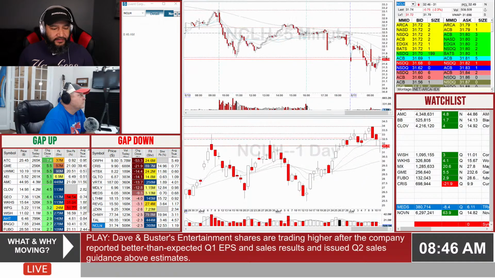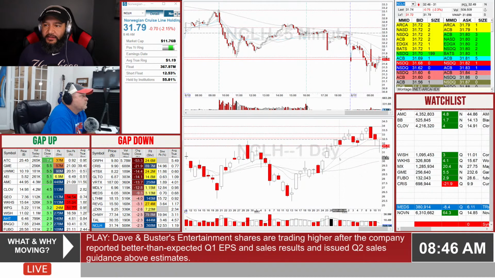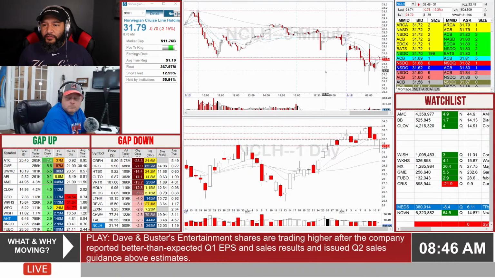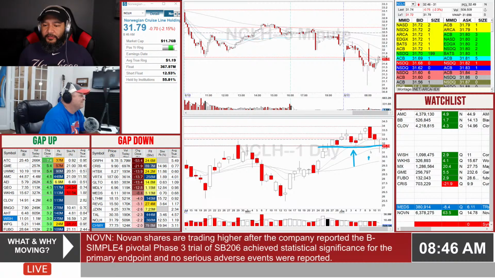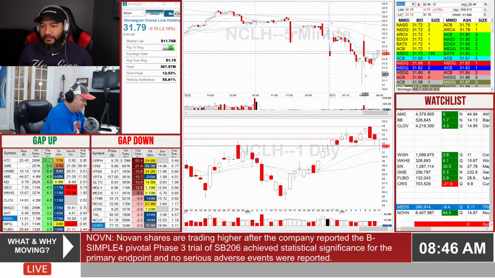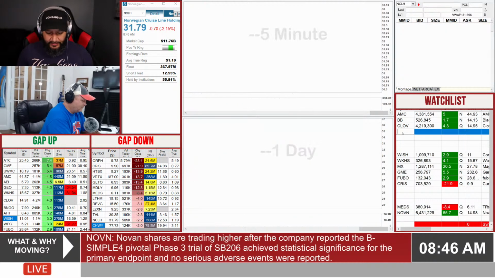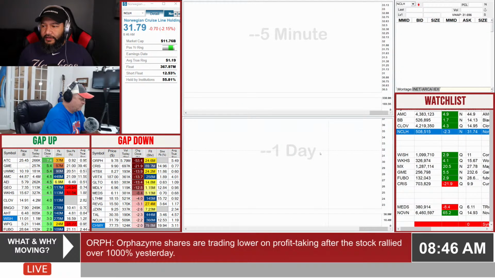And I want to take a look at NCLH, though. NCLH is making the gappers list today on the downside, down 2.3. I'm going to add this one as a possible. I like what they're doing here. They're slamming up against this area of support from the last couple of weeks and prior resistance. So this could be interesting. I'm not sure if there's any news on it or not, but NCLH is going on the list today.